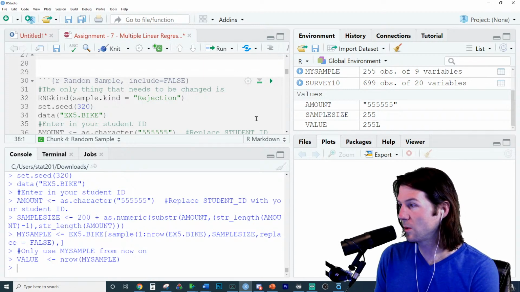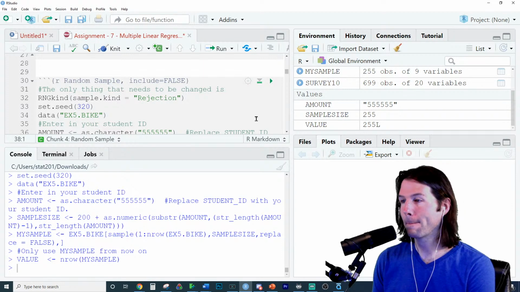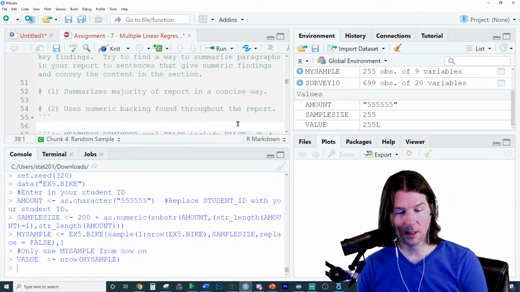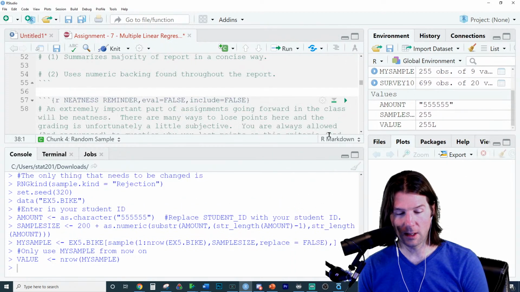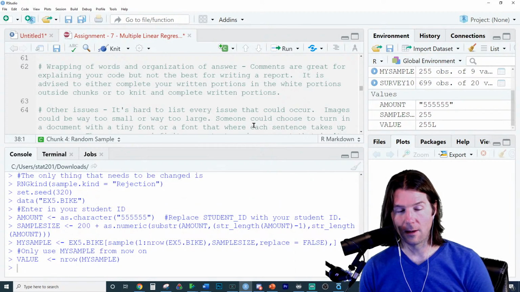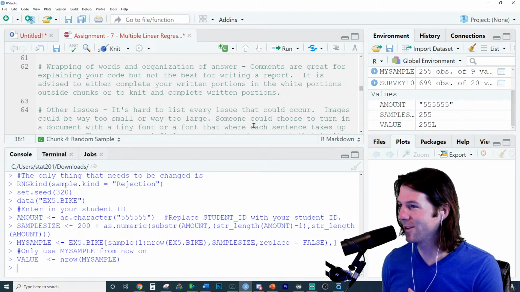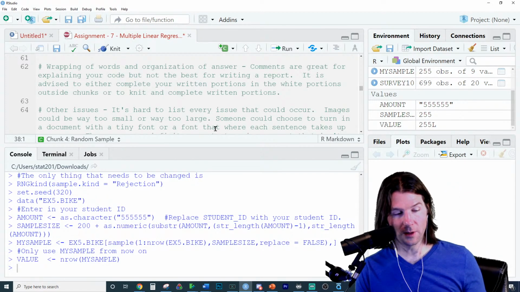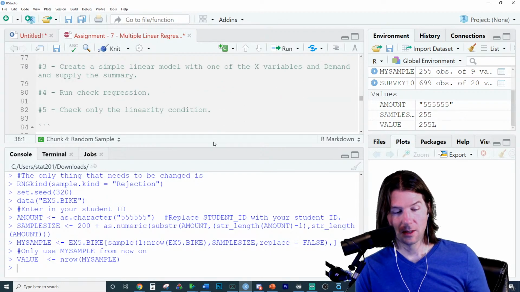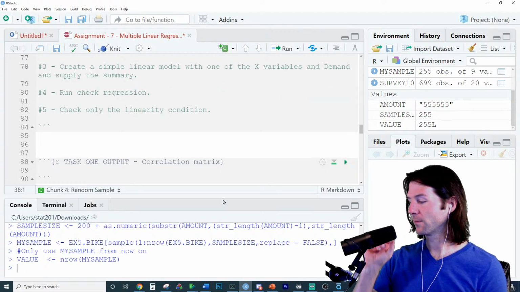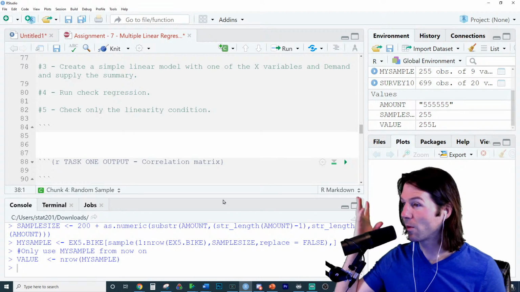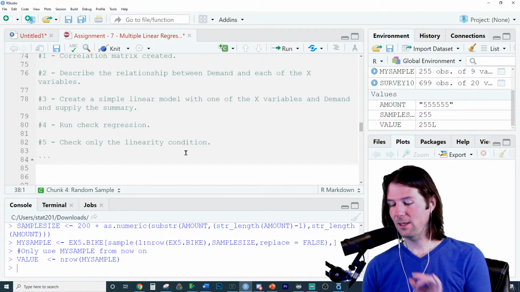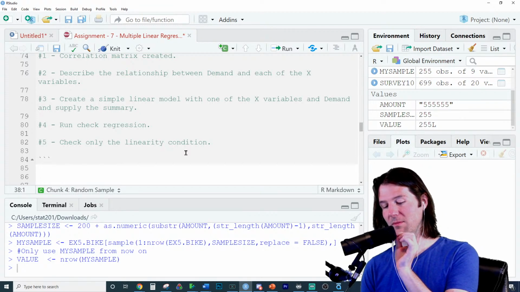Describe the relationship between demand and each. Oh, yeah. So I'll show you a cool code for this. This one right here is task 1, investigating linear relationships. We're not going to so much describe the slope, but we're going to look at the linear relationship between variables.